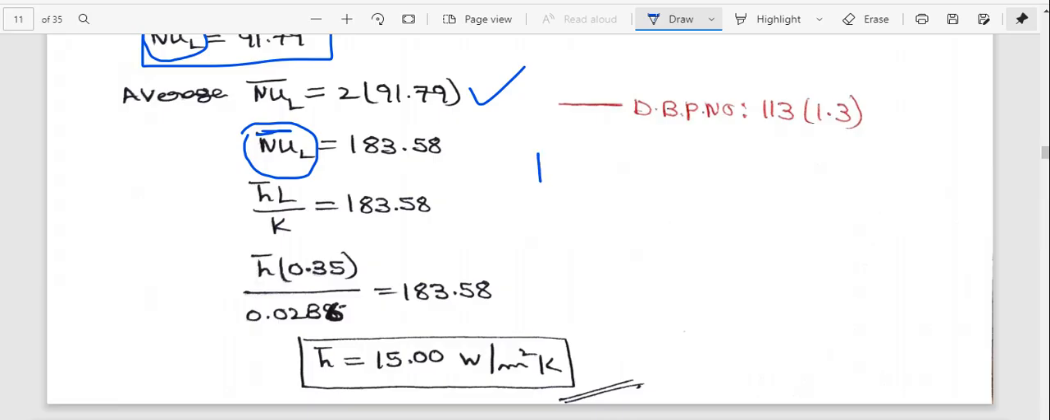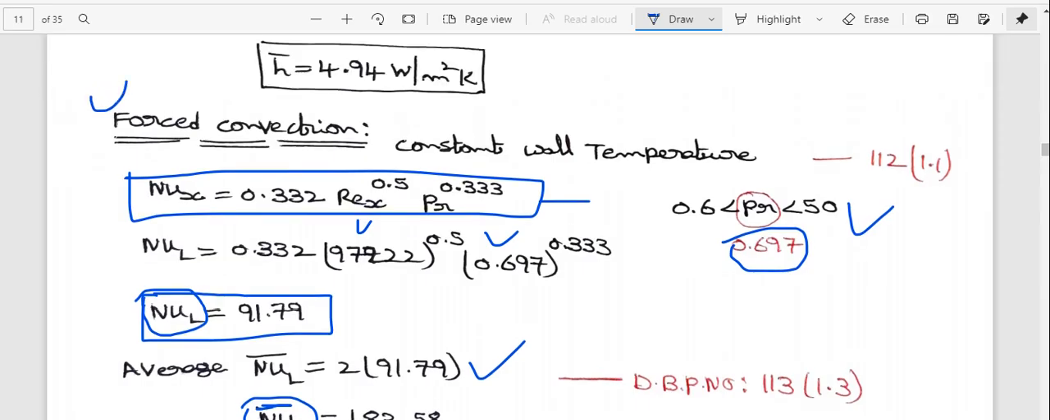So here Nu is equal to hL by k. We need to consider the length value from this glass plate. Here h is the unknown parameter, L is the known parameter, and k is the value taken from the film temperature. So we need to substitute these values. So this is the forced convection.